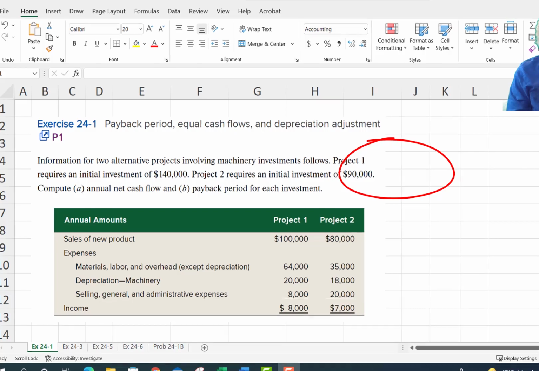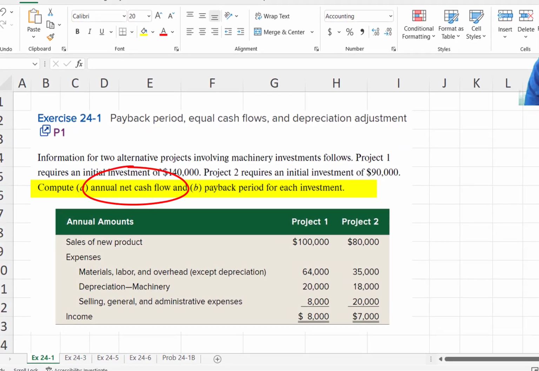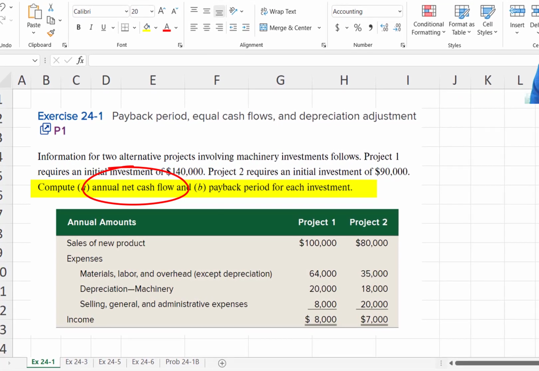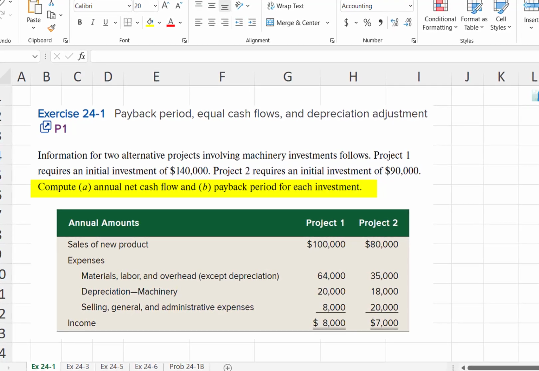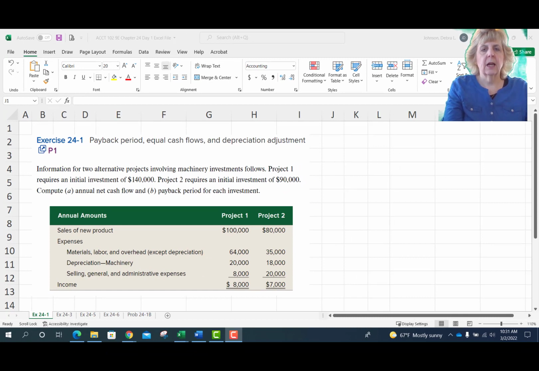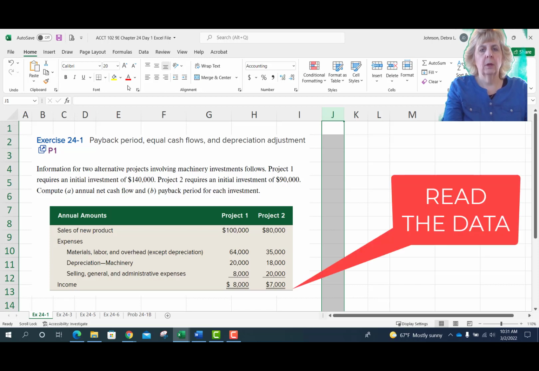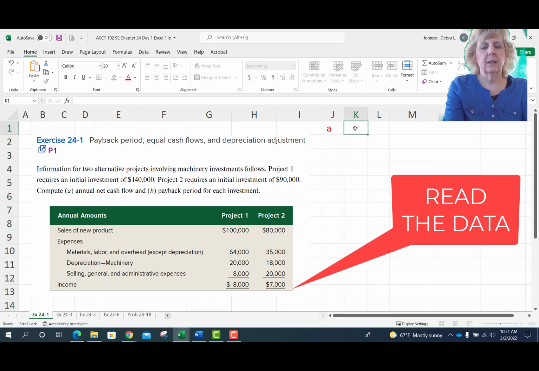Letter A says compute the annual net cash flow. Okay, that word's going to become important to us. Net cash flow. And then compute the payback period for each of the 2 investments. Okay, letter A talks about the cash flow, the annual, in fact, cash flow. So let me change the color of this. Let me put in letter A here. And letter A is the annual net cash flow. I'm going to write that in big letters.